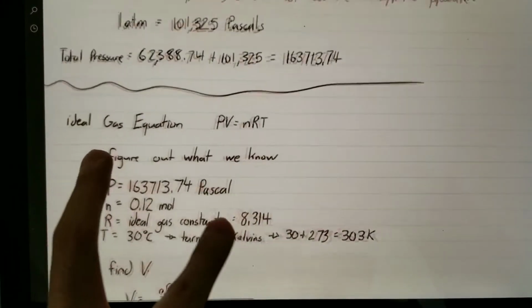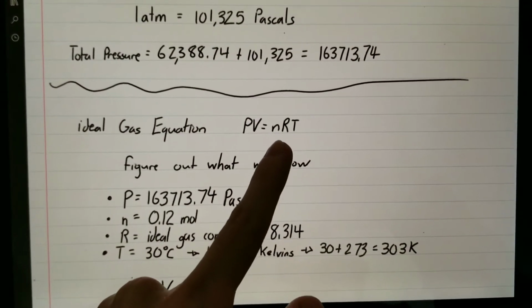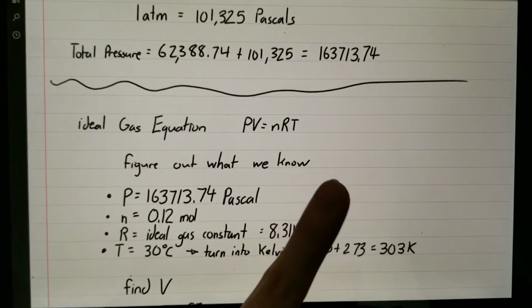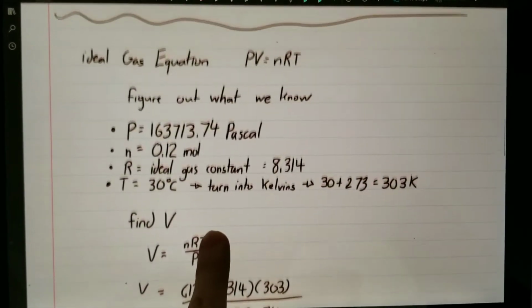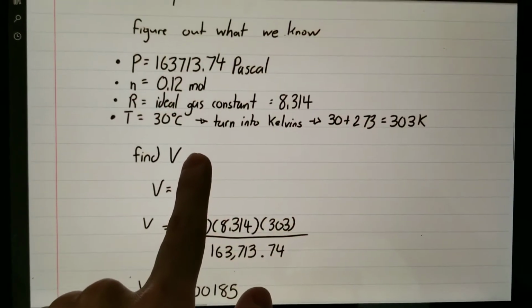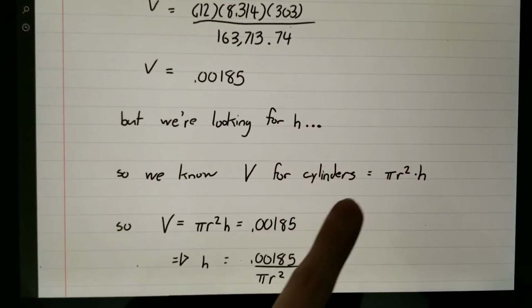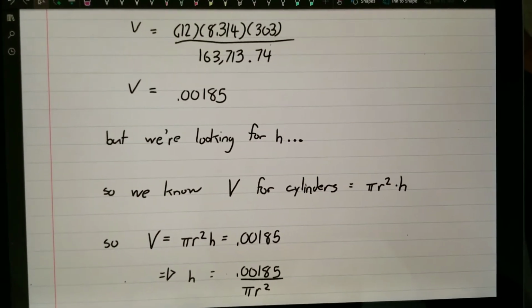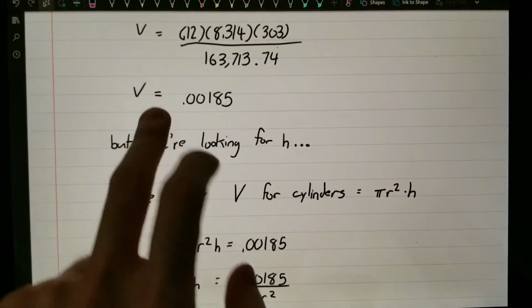Now, the ideal gas equation says that PV is equal to nRT. At first glance, if you didn't realize it yet, it's hard to figure out where the h comes from in this equation, unless you remember that V is actually equal to pi r squared h for a cylinder. And that is where the h that we're finally trying to solve for will come from.